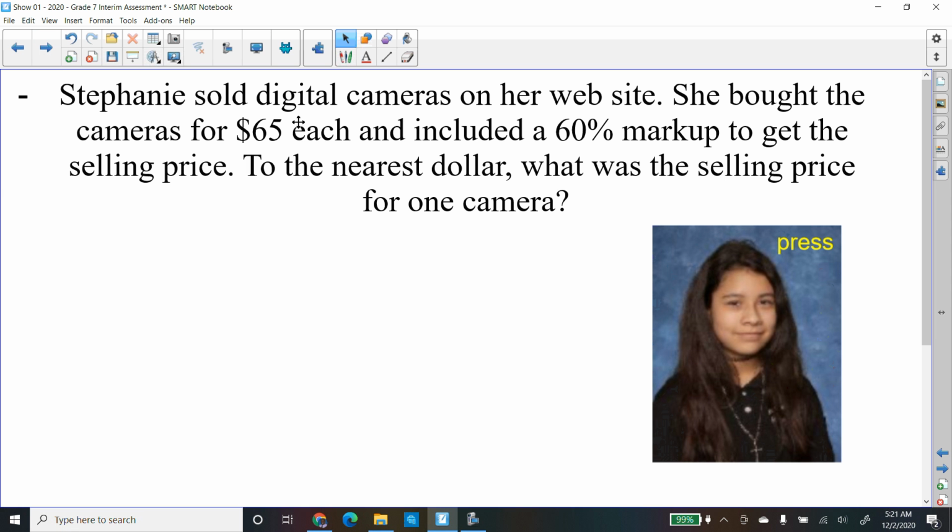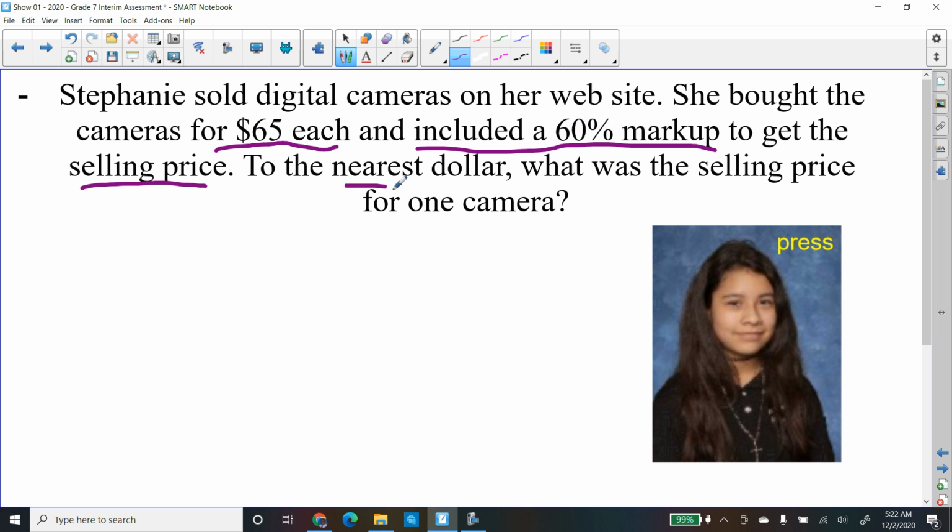Stephanie sold digital cameras on her website. She bought the cameras for $65. So the cameras cost $65 each, and included a 60% markup to get to the selling price. So she wants to mark the price up by 60% to the nearest dollar. So they want us to round off to the nearest dollar. What was the selling price for one camera? So we want to know what's the selling price for one camera, and that's Stephanie. Thank you for helping me write one of my math prep movies, Stephanie.